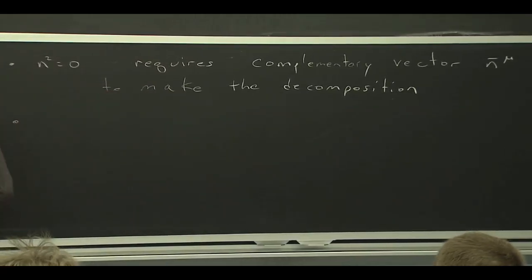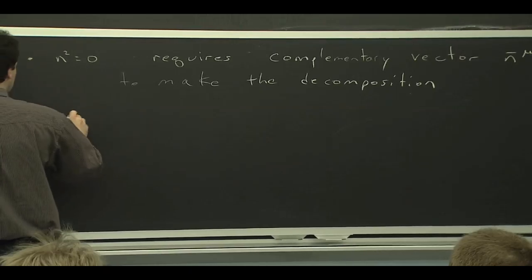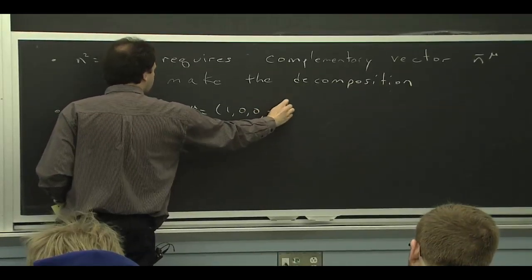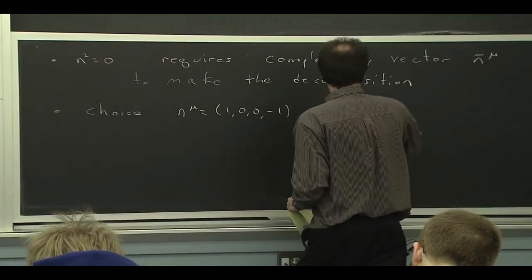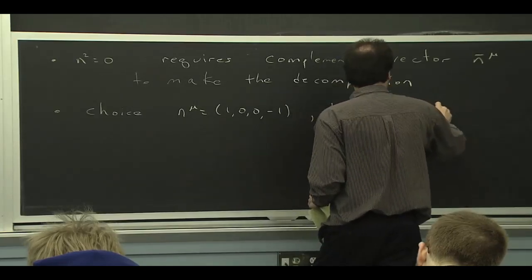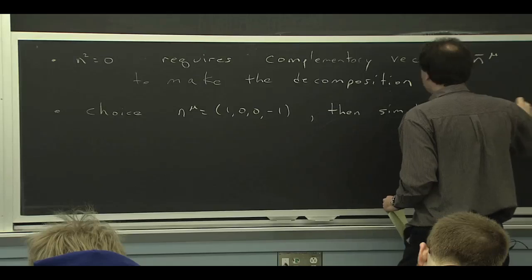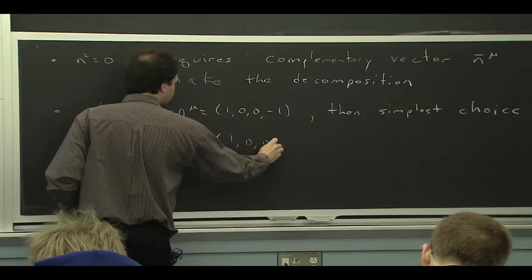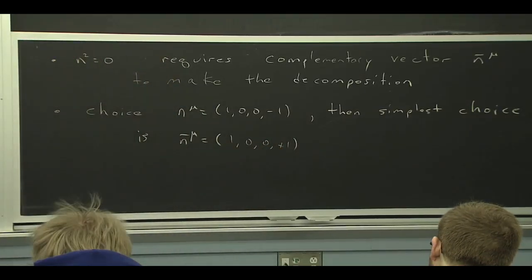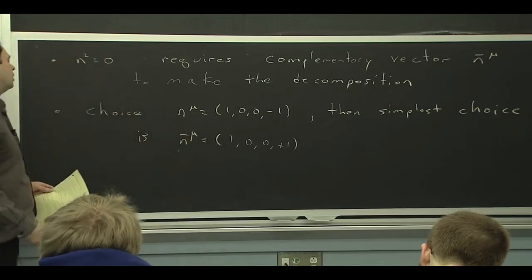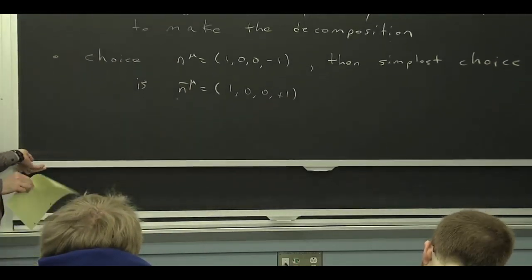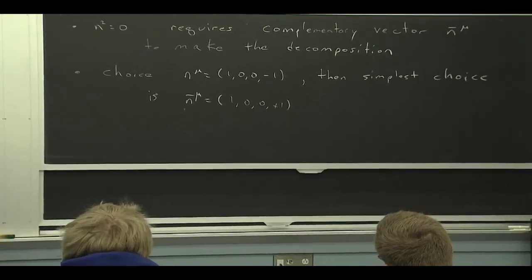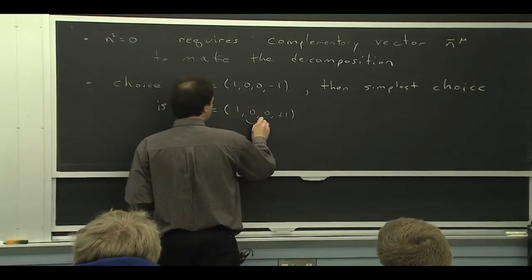The simplest choice you could make, if you choose n to be (1, 0, 0, -1) as I did, is to pick n bar to be (1, 0, 0, +1). Then that would be a light-like vector. When you dot it into n, you get 2, and it satisfies all the criteria that we would need. If I choose these two vectors, then I've defined what perp is, because perp is the space that's orthogonal to these vectors. So that's these two coordinates.